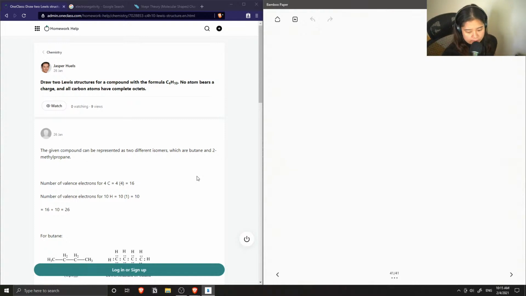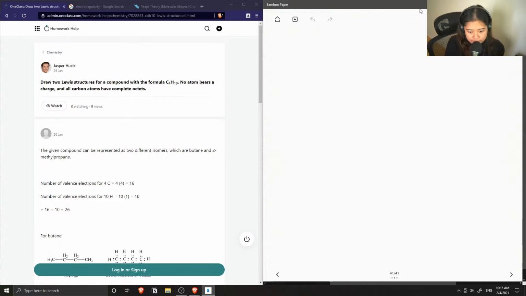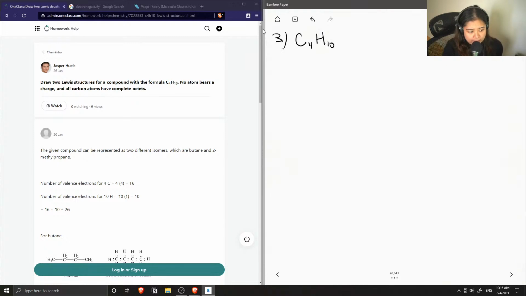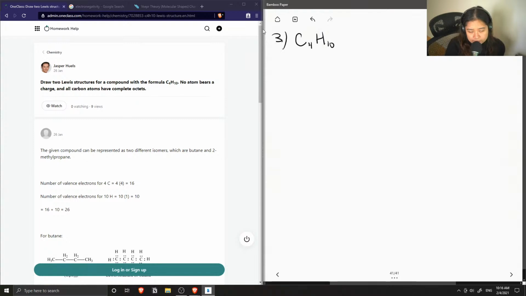Okay, so now we are on to question number 3. Draw 2 Lewis structures for a compound with the formula C4H10. No atom bears a charge, and all carbon atoms have complete octets. So let's try to draw two different structures for C4H10.